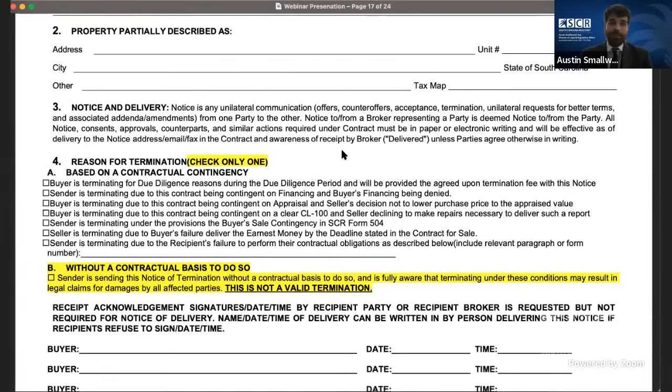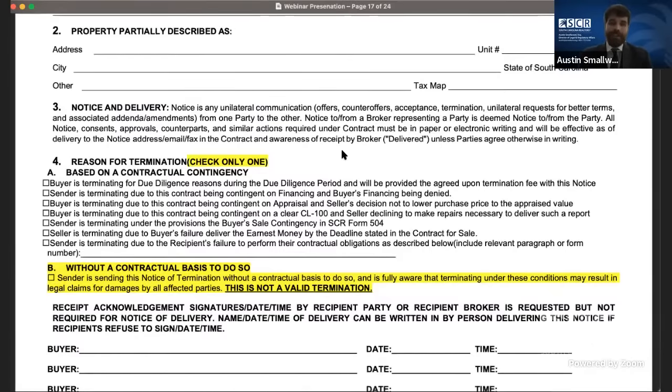So if they're sending a notice of termination at that point, they're doing it without a notice or contractual basis to do so. They're essentially telling the recipient, I'm planning on terminating this contract, and this notice of termination might as well be a notice of litigation form. So that's why we have option B, which says the sender is sending this notice of termination without a contractual basis to do so, and is fully aware that terminating under these conditions may result in legal claims for damages by all affected parties. This is not a valid termination.